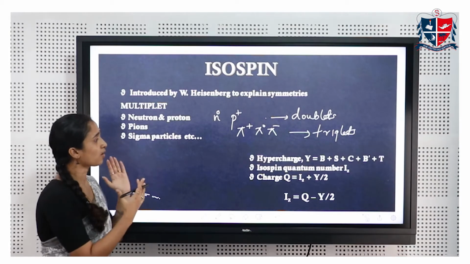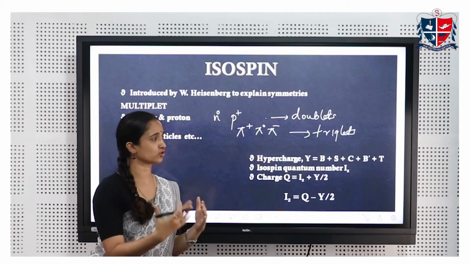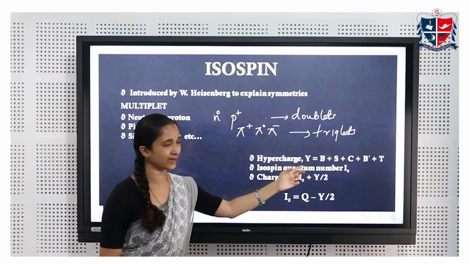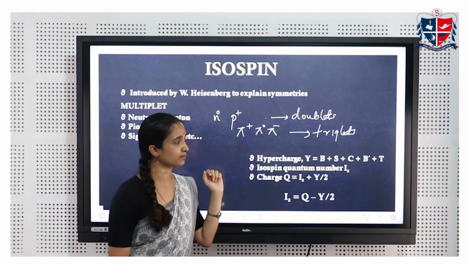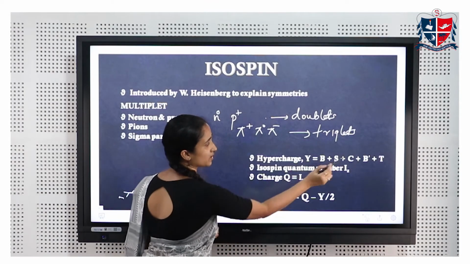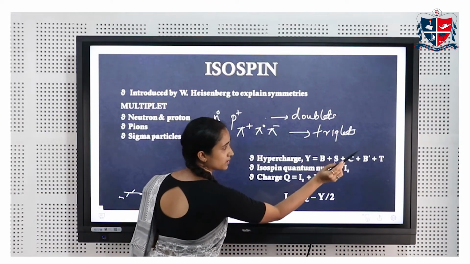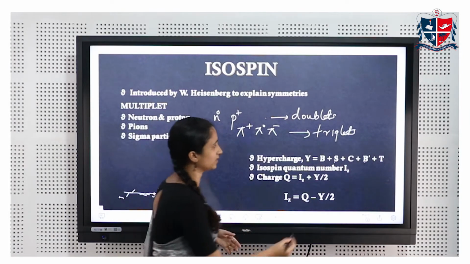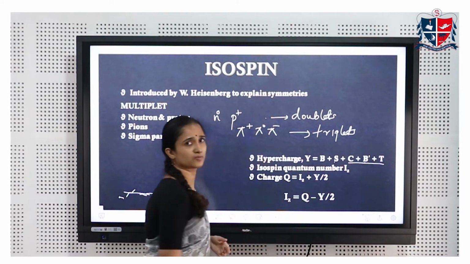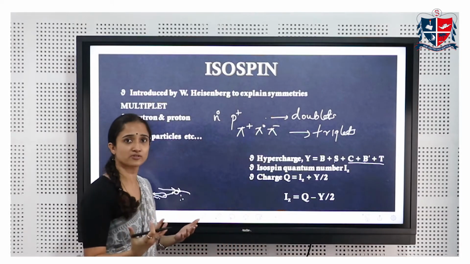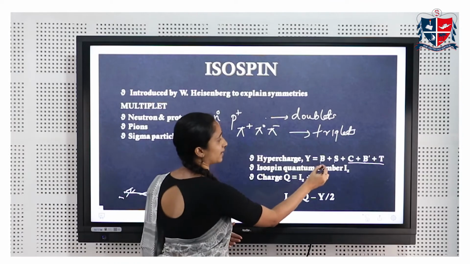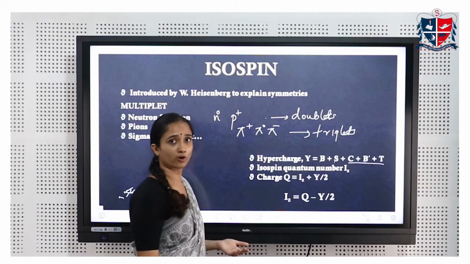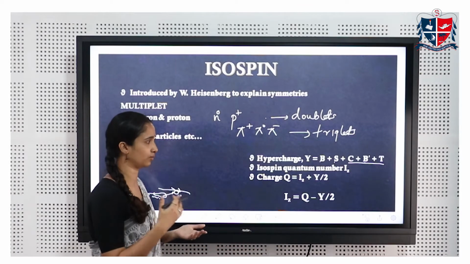Fine. Now let's define isospin. Before isospin, we'll see what hypercharge is. Hypercharge is denoted as Y, which is equal to B plus S plus C plus B' plus T: that is the baryon number, strangeness quantum number, charm number, bottom number, and top number. For the particles we are familiar with, we won't consider the last few numbers, because protons, neutrons, and the hyperons that we know all possess a baryon number and a strangeness quantum number. There are no charm, bottom and top quarks in the particles that we are familiar with.